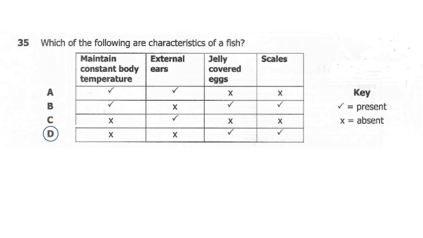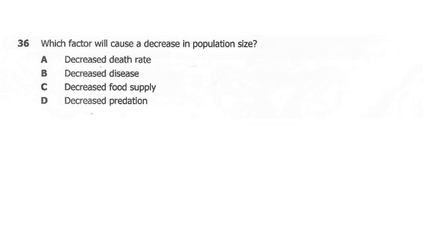Hold on, chat. Question 36. Which factor will cause a decrease in population size? A, decrease the death rate. B, decrease the diseases. C, decrease the food supply. D, decreased predation. What's the answer? Is it A, B, C, or D? Let me know in the comment section.